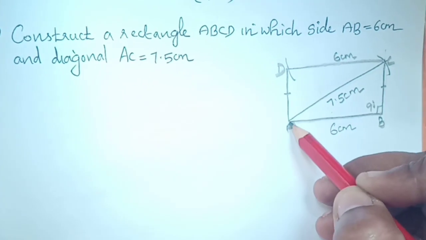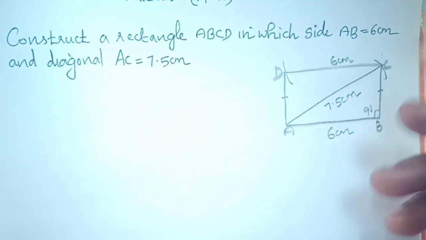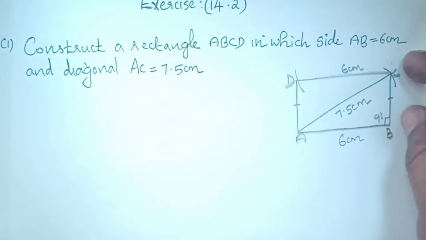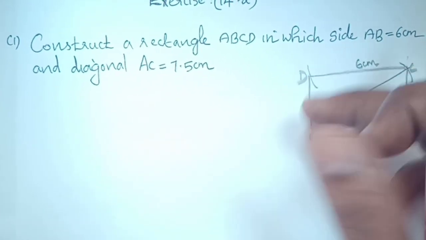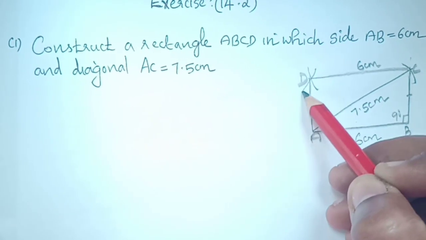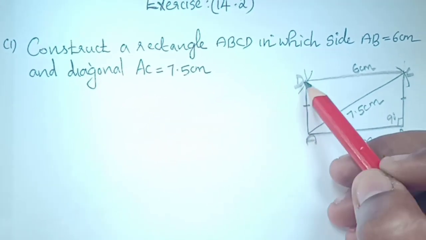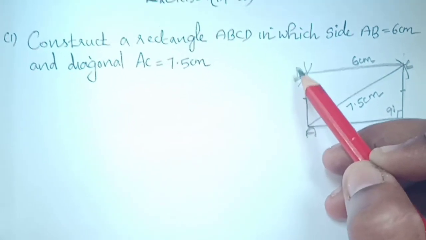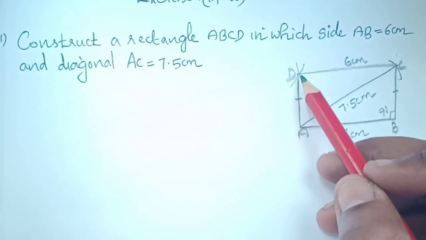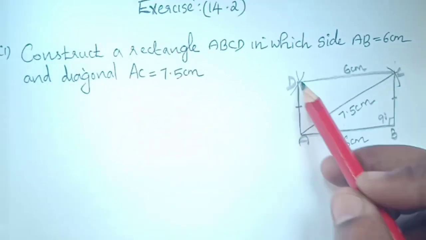Again with A as center and radius equal to BC, since these two sides are equal, draw another arc that intersects the previous arc at one point. Mark the point of intersection as D. Then join AD and CD.